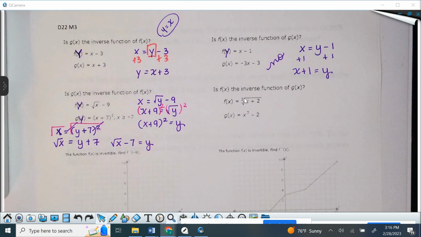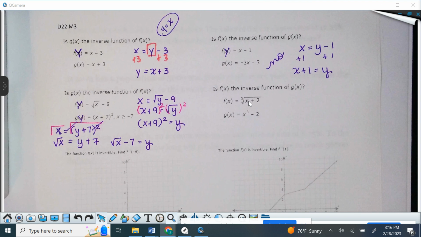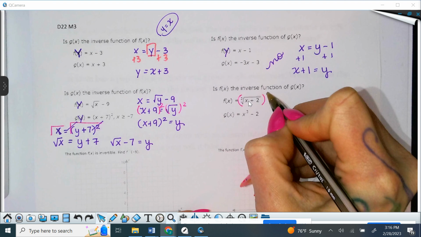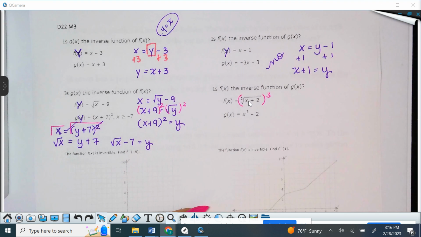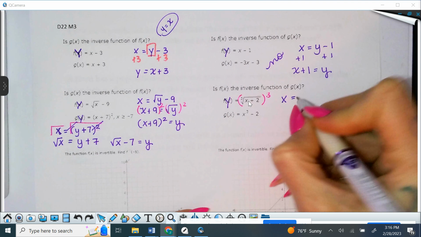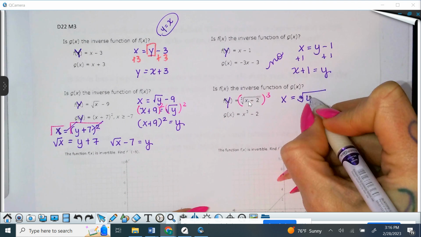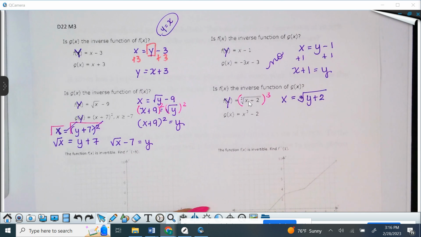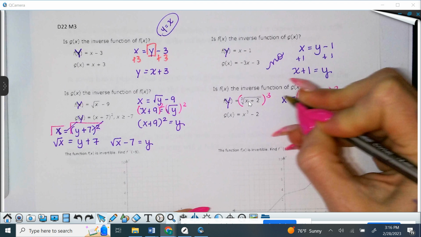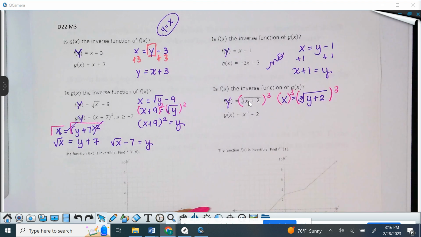So the inverse function of g of x here, so this is a cube root. Again, just like over here, we're going to undo cube rooting by cubing it, and I'm jumping ahead, sorry. Let's switch those first. So this is going to be y. It's going to become x equals the cube root of y plus 2. We need to get the y out from underneath that cube root bar. So we're going to cube everything, which makes that go away.